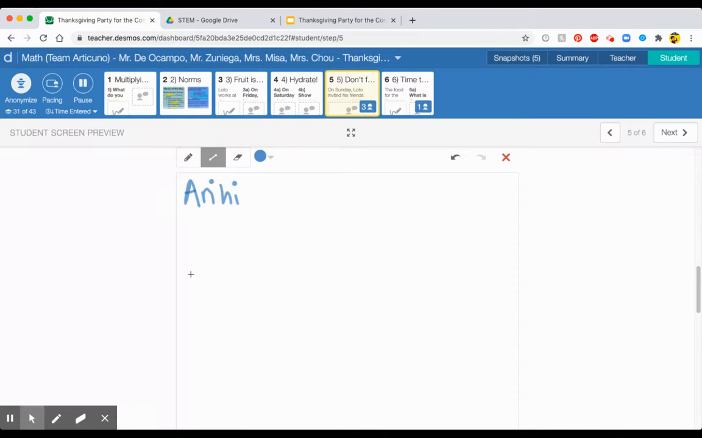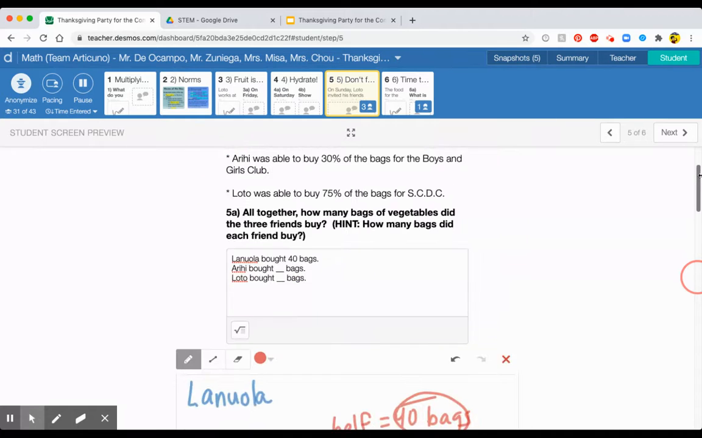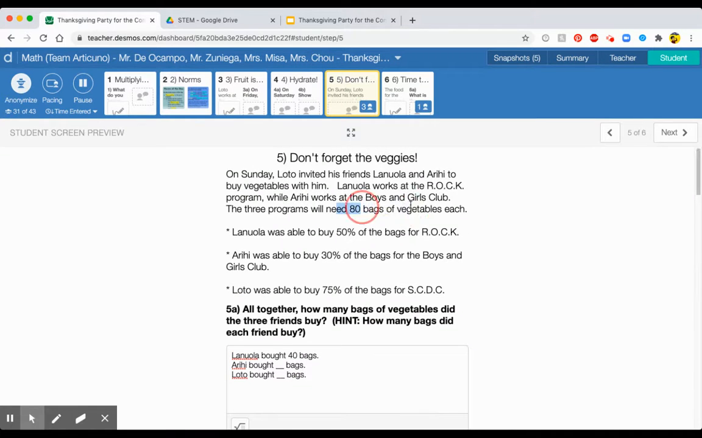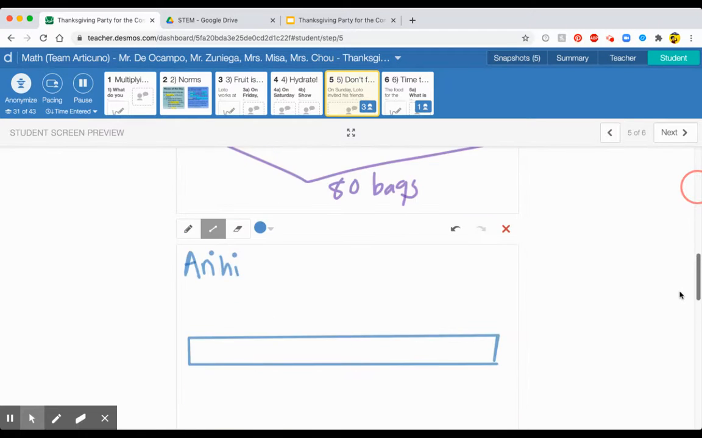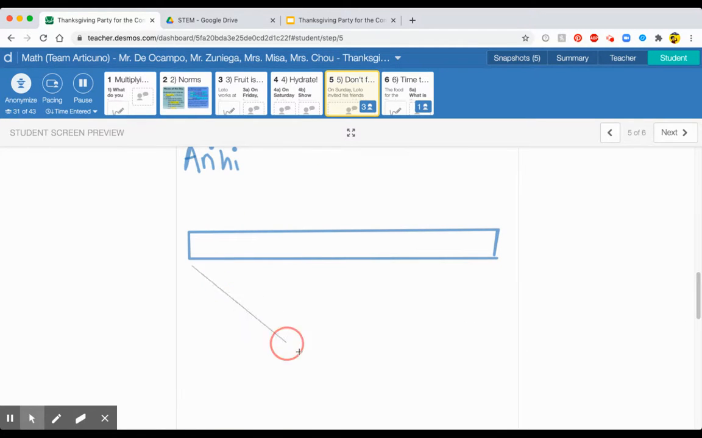We're going to go ahead then. I'm going to give yourself some space so that you can label some stuff on the top. Okay, we're going to draw our health bar or rectangle. And remember, the problem calls for 80 bags. All three people need 80 bags. So this whole bar represents 80 bags.